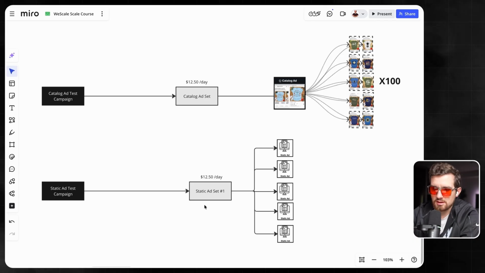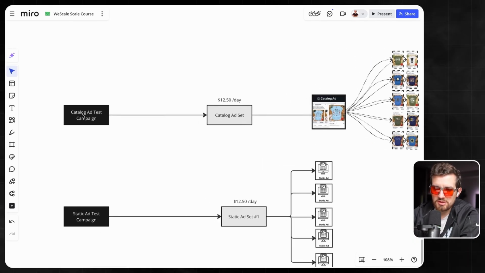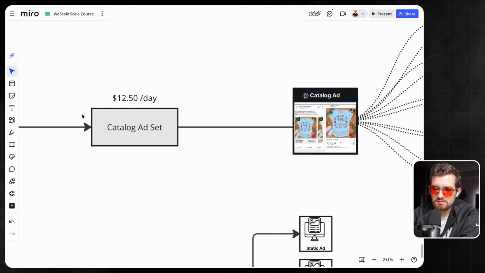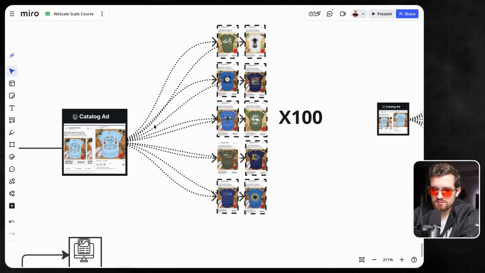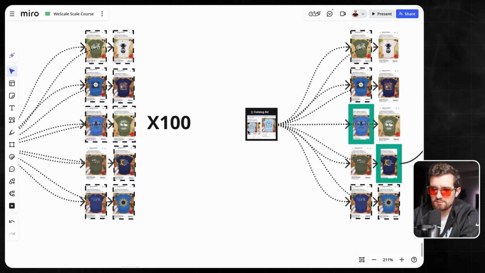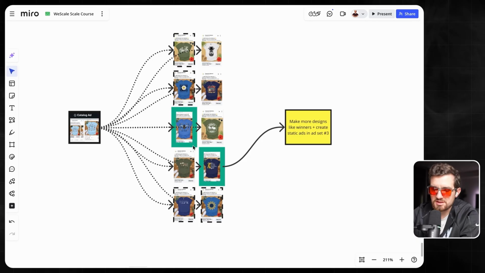The mockup test, obviously, we don't have to worry about anymore. So up top, we have the catalog ad test campaign. This is running at $12.50 per day. And as we talked about many times, this is testing all of the products so that we are then able to see which ones are getting the cheapest clicks.